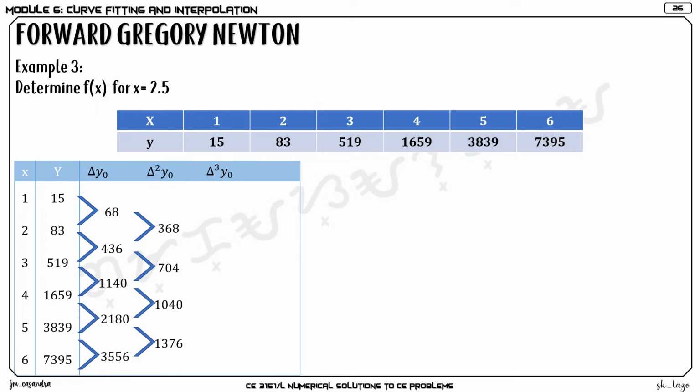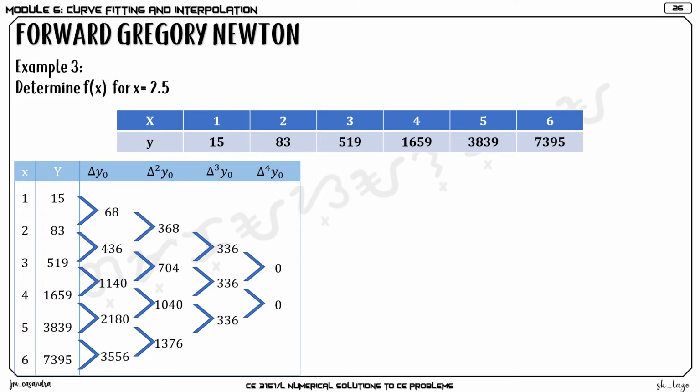Next, we solve for delta cube y sub o, which gives us 704 minus 368 equal to 336. 1040 minus 704 gives us 336. 1376 minus 1040 gives us 336. Solving now for delta raised to 4 y sub o is giving us a value of 0. So since our differences now are close to 0, we stop at delta raised to 4 y sub o.